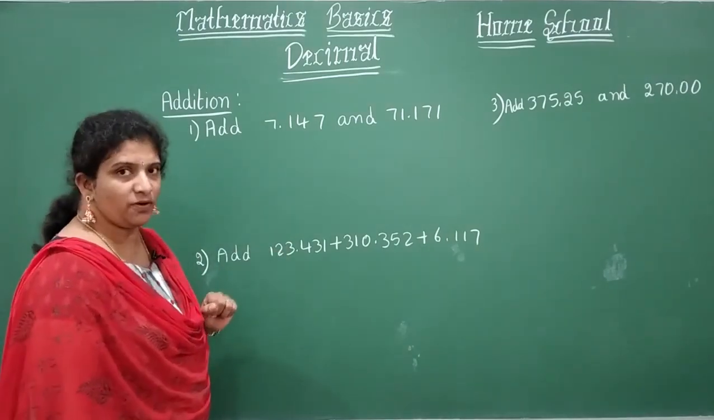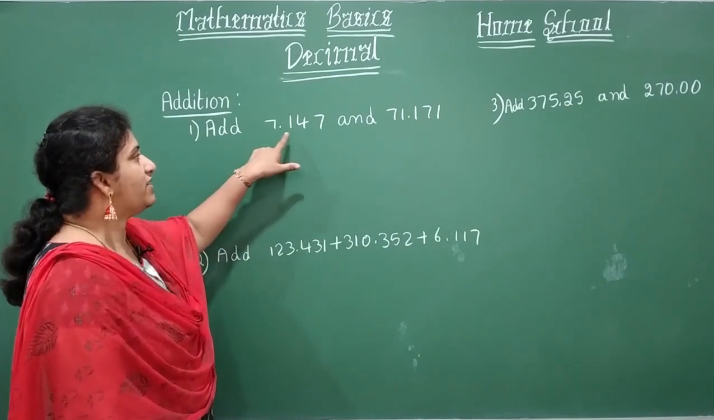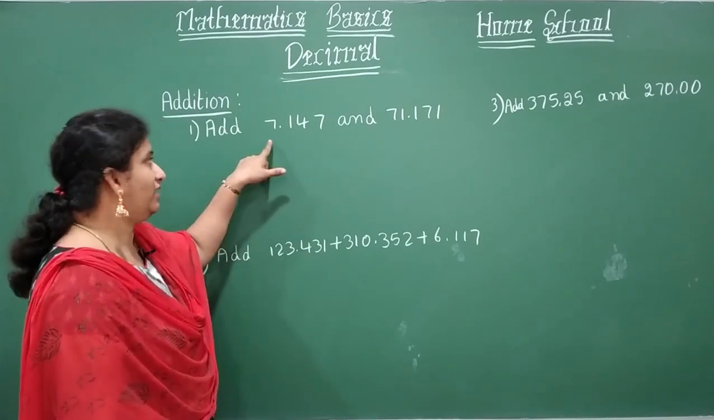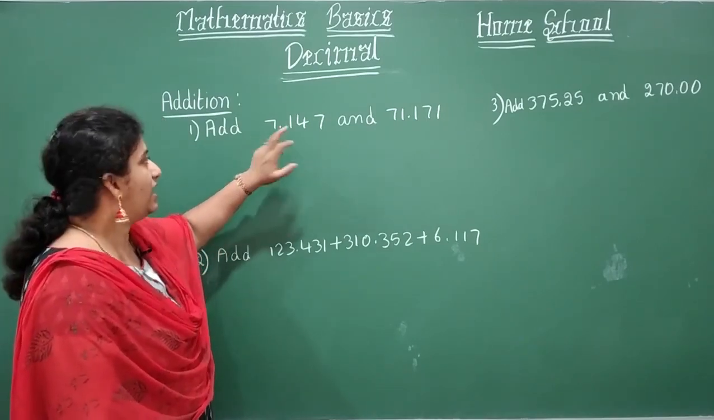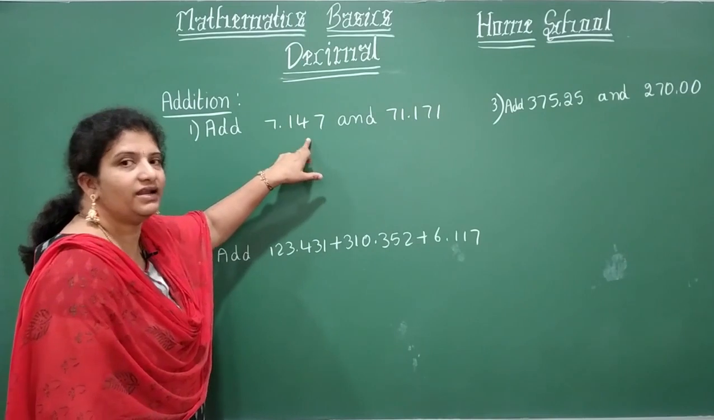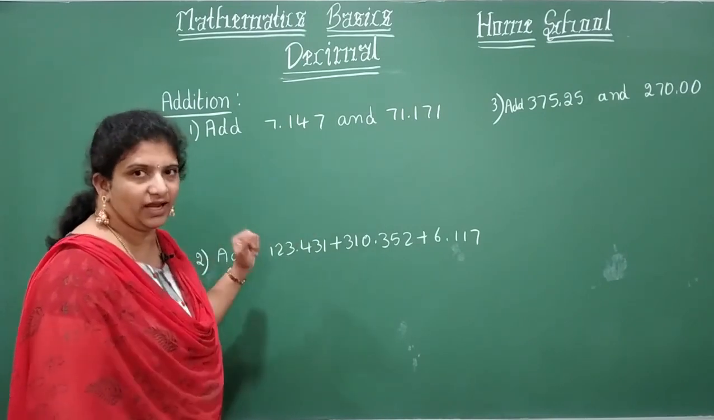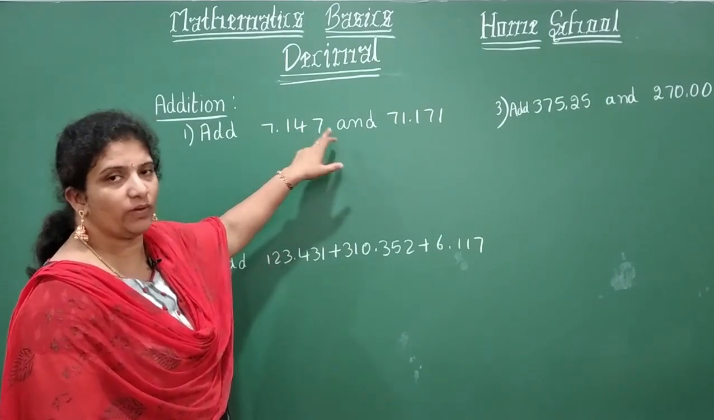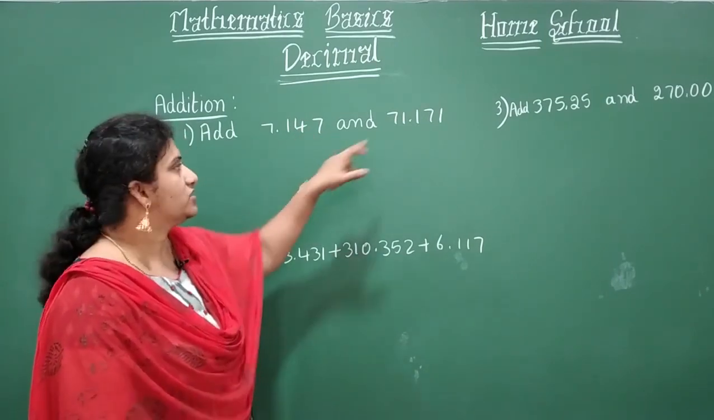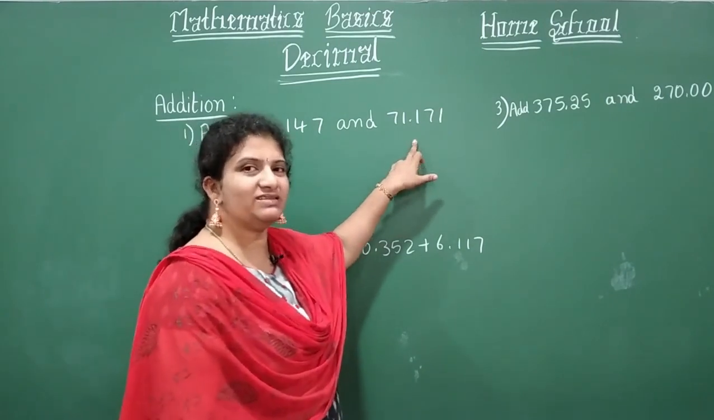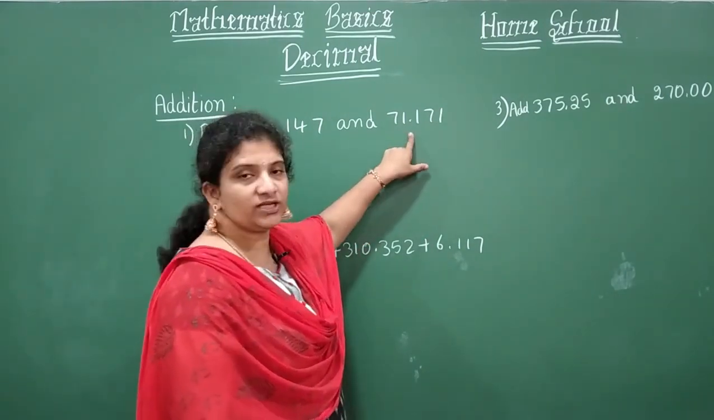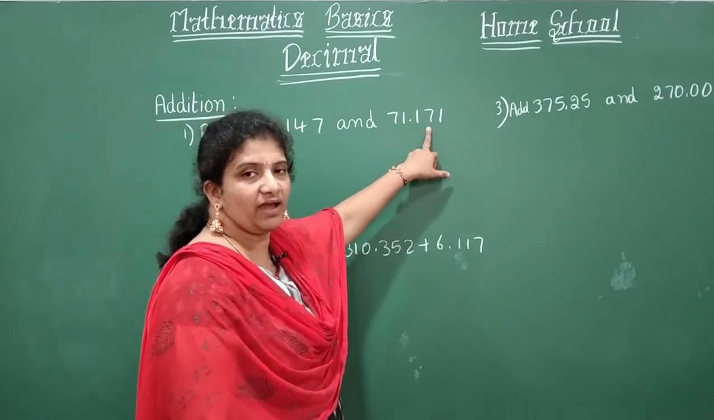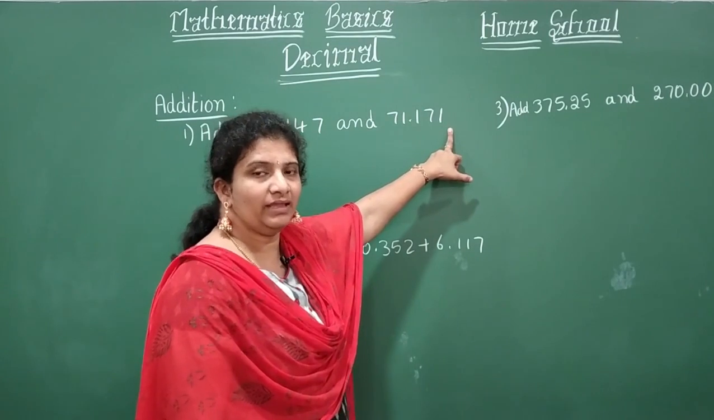Let's start with the first problem. Add 7.147. So let's see the place values here. It is ones place, and this is tenth, hundredth, thousandth, right? So that means this is 1 by 10th position, 1 by 100th position, 1 by 1000th position. Now read this 71.171, where 1 is in units place, 7 is in tens place, and 1 is 1 by 10th, and this is 1 by 100th, and this is 1 by 1000.